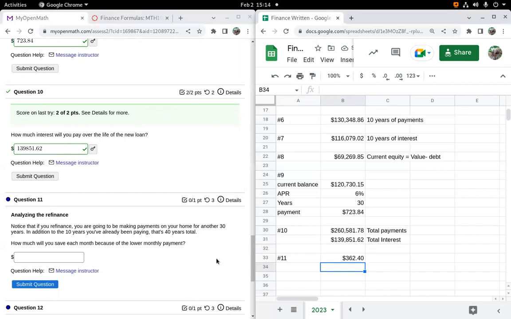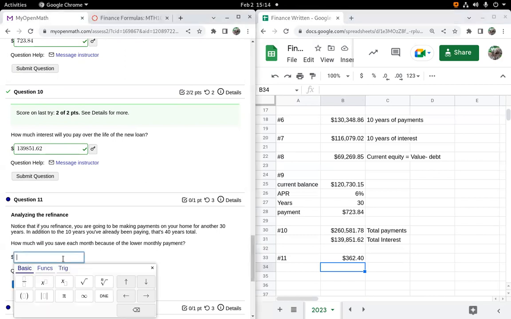Let's make sure we answered the right question. How much will you save each month because of the lower monthly payment? We're just comparing the two payments. So I will save $362.40.